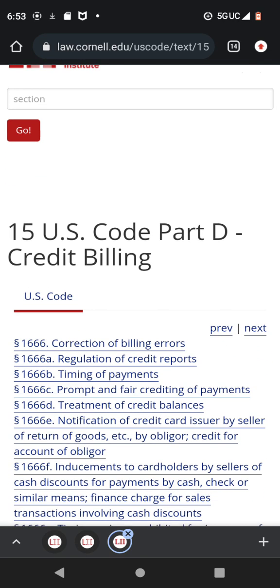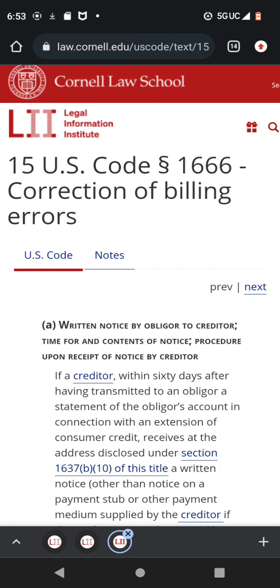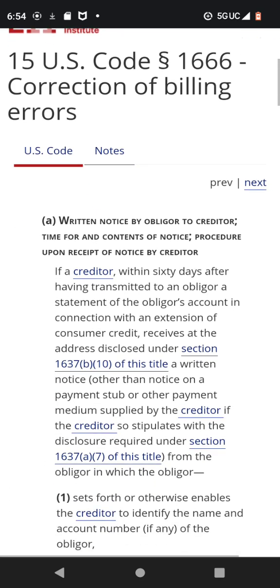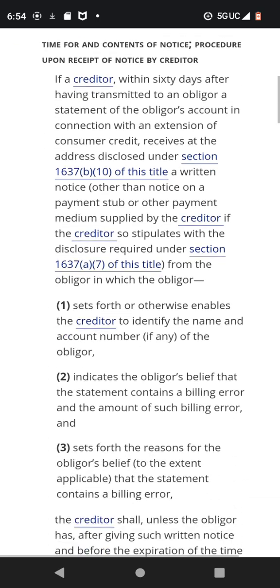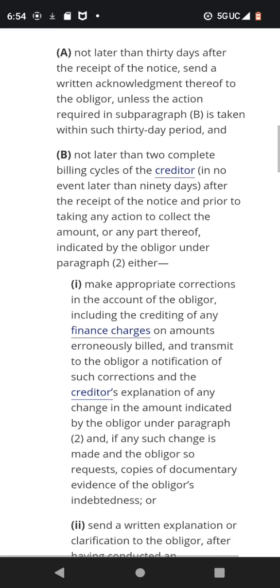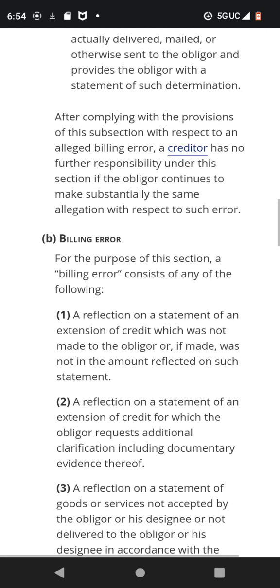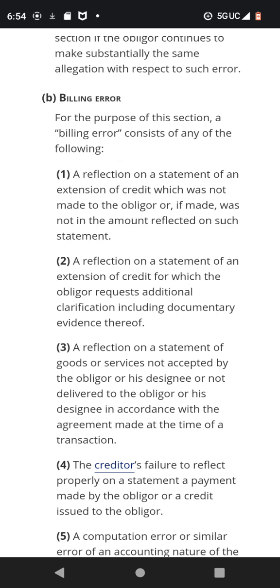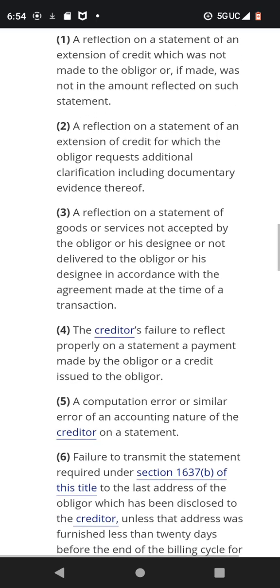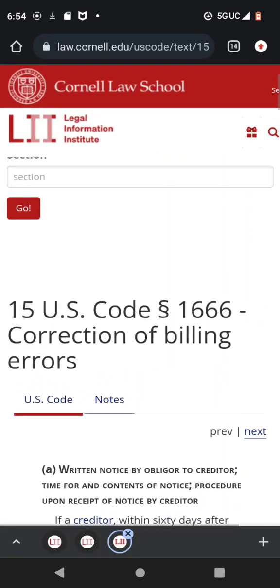And like I said, I'm not about to break this down for you guys like that. I showed you where it's at. You go up in here. "A written notice by obligor to a creditor, time for and contents of notice, procedure upon receipt of notice by creditor." You're going to read that. This is going to let you know what they expect of you, okay? Once you get what they expect of you and you do that, then what do you expect of them? So then, what is a billing error? What are their obligations? These are their obligations.